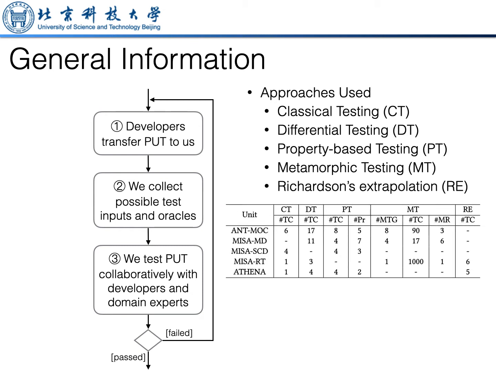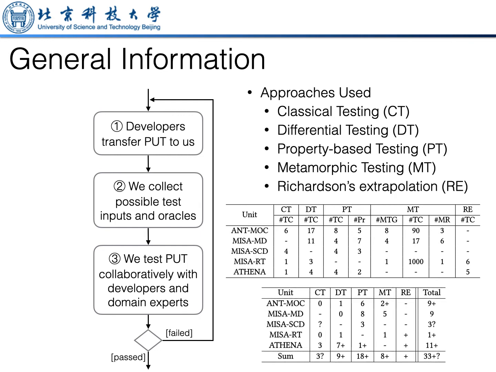And this table summarizes the total numbers of test cases, properties, and metamorphic relations that were used to test the programs. You can see that we suffered from a shortage of test cases and severe oracle issues. And this table summarizes the numbers of bugs we found by adopting our approach. In total, we found more than 33 bugs.